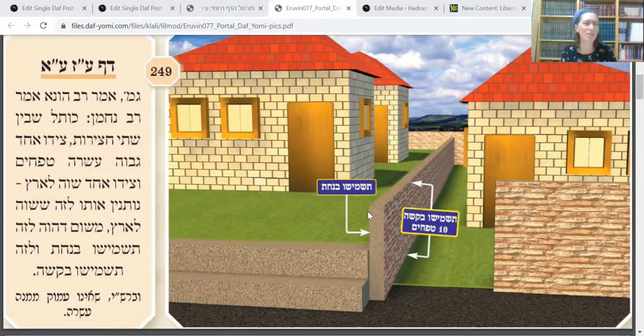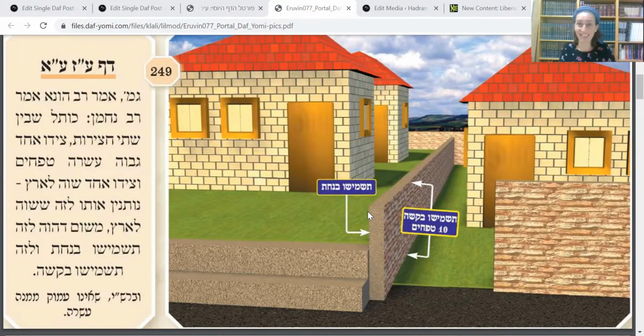10, I think I saw is about 31 inches. It's really not very high. You have to think about maybe people were shorter in those days. 31 inches is not terribly high to say this isn't so accessible. But in general, we just have to kind of accept that those are the measurements they used. Amar Rav Shizbi, Amar Rav Nachman.